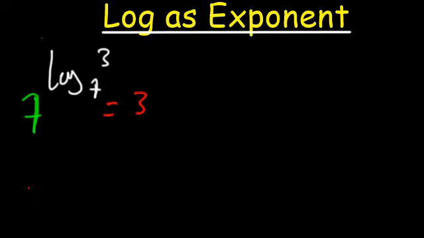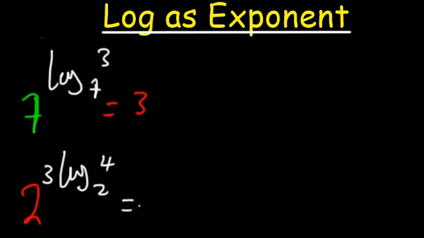All right. So what if you have something like this? Let's say 2 raised to the power of 3 log of base 2 to 4. What will this equal to? Note, at this point, you can't just say that your answer is equal to 4. This is absolutely wrong. You need to make sure that the coefficient of the logarithm is equal to 1. So you need to keep that in mind.